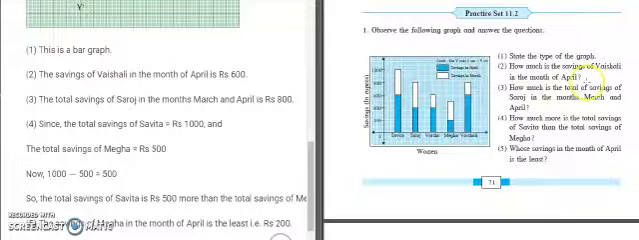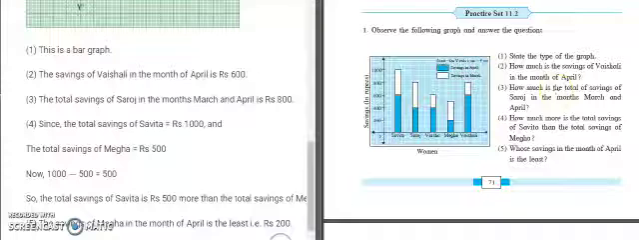Third question. How much is the total of saving of Saroj in the month March and April? In the March and April for Saroj. This is Saroj's bar. Now savings in April and savings in March. Savings in April is in blue color and saving in March is in white color. So we have to see total of savings. So we have to find out total of these April as well as March savings. So total reaches at 800. So the total of savings of Saroj in the month of March and April is 800.